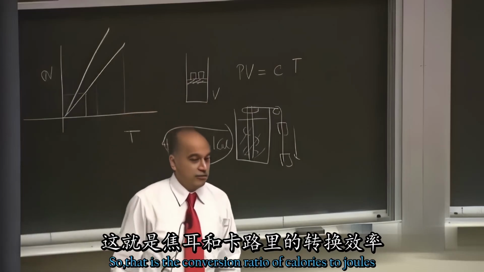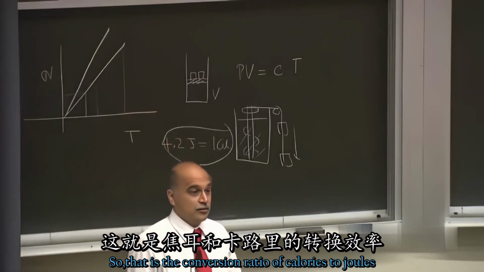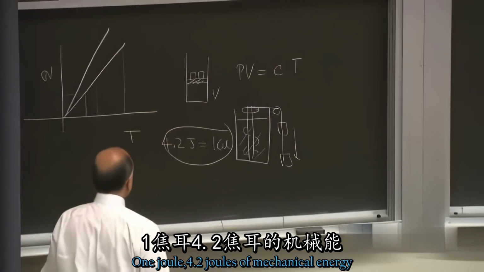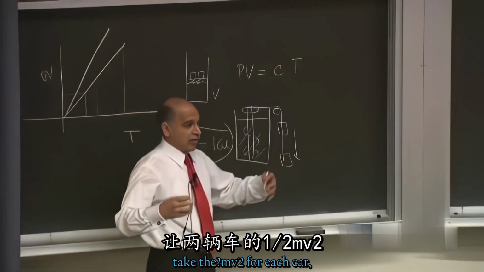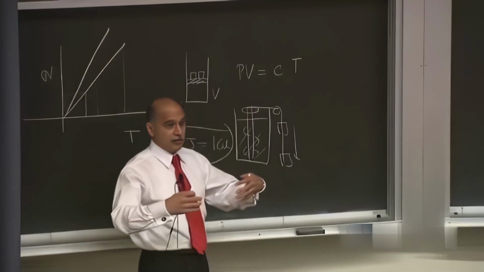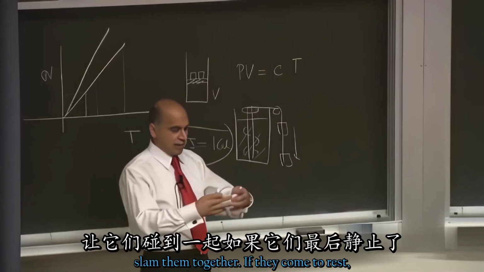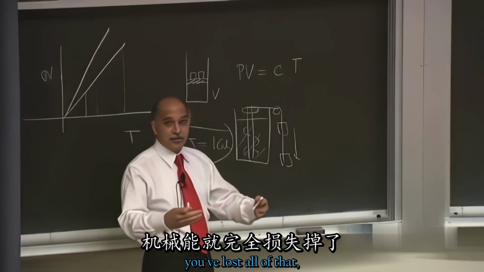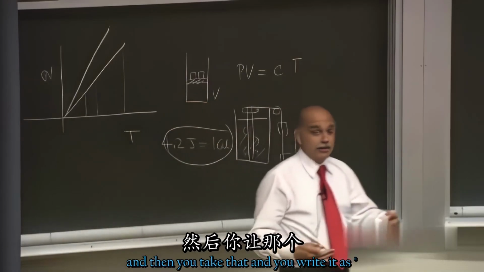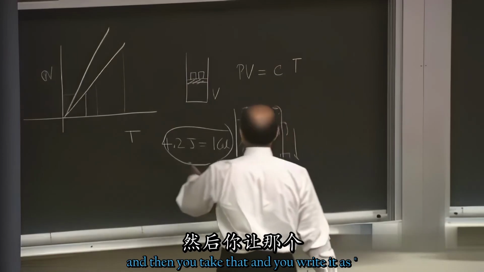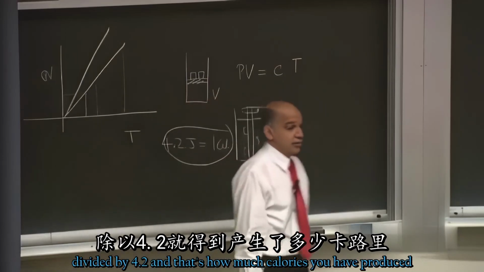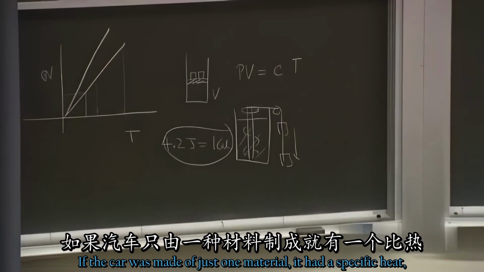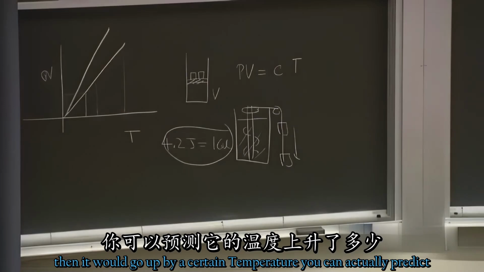So that is the conversion ratio of calories to joules. 1 calorie is 4.2 joules of mechanical energy. So in the example of the colliding cars, take the 1/2 mv squared for each car, turn it into joules, slam them together. If they come to rest, you've lost all of that. And then you take that and you write it as divided by 4.2, and that's how many calories you have produced. If the car was made of just one material, it had a specific heat, then it will go up by a certain temperature you can actually predict.